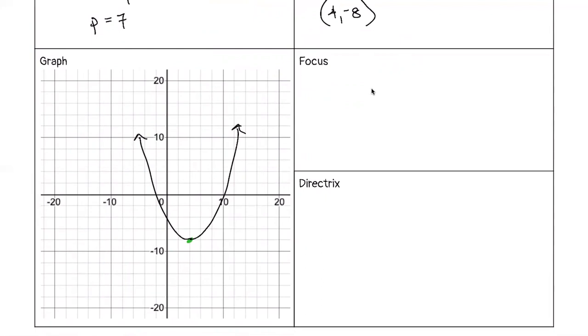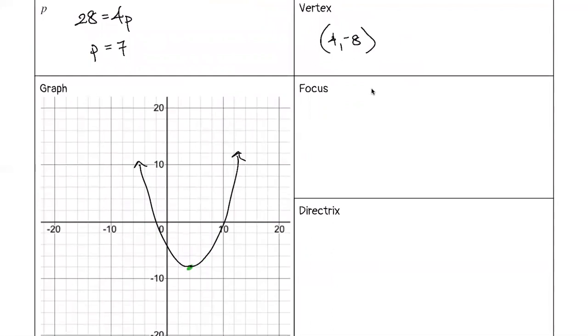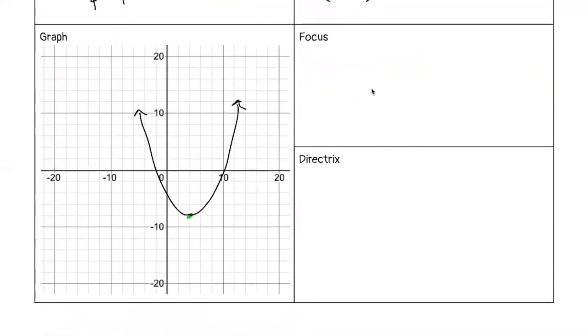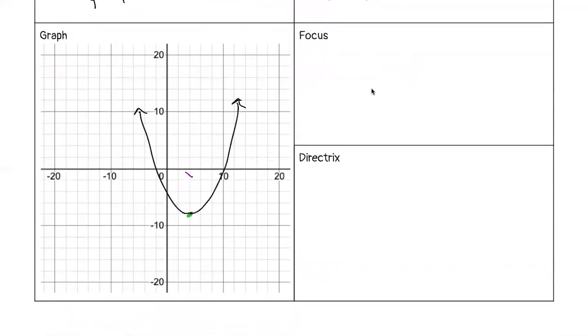All right, let's find our focus. From my center, I'm going to count up 7. Okay, so 2, 4, 6. There's my focus. So all I did was I kept the x value, and the y value, I added 7.